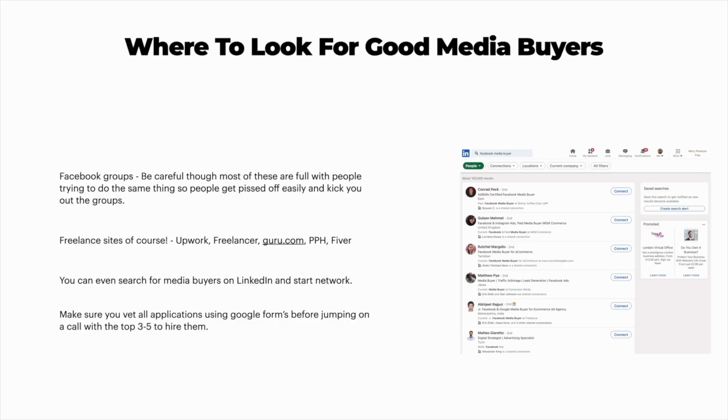Now, where on earth do you find good media buyers? So you can use Facebook groups, but be careful because most of these are full of people who are trying to do the same thing as you, which is poach for media buyers. And the admins and people around the group and the community get really upset with agency owners trying to just start an agency from scratch and find media buyers. So yes, you can get kicked out of groups if you upset people. So you have to be very smooth with how you word your stuff.